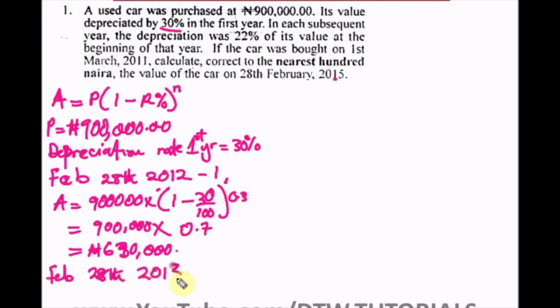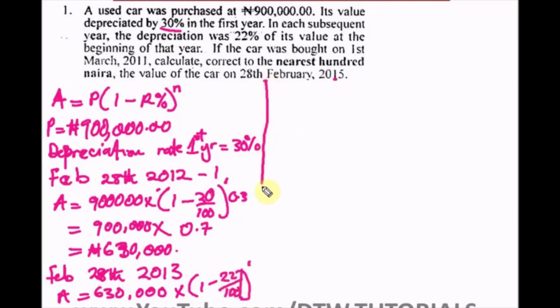2013. Okay, so here we have the amount to be equal to 630,000 times bracket 1 minus 22 over 100, all raised to the power of 1. Okay, so here what do we have? Let's draw a line here. Okay, let's start from here.